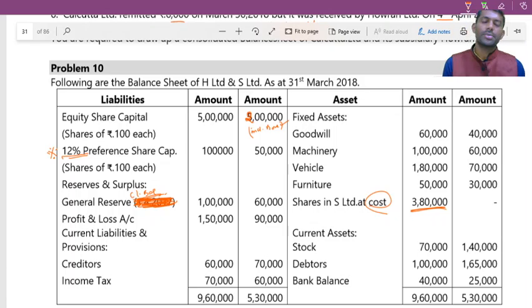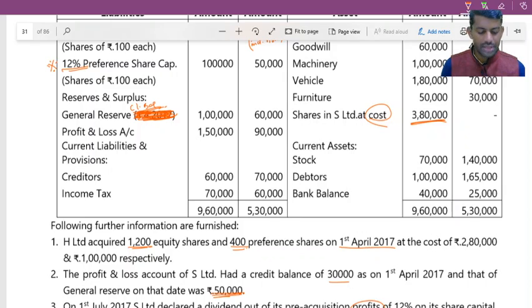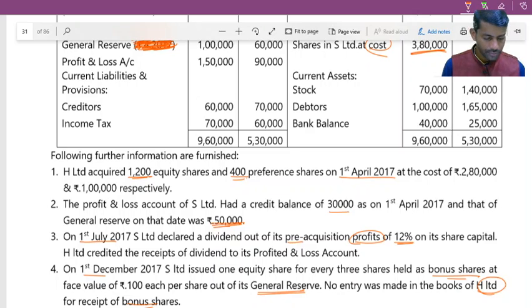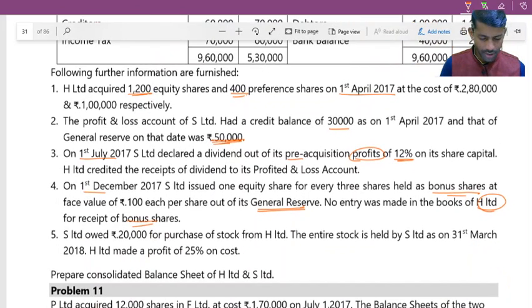So the adjustment from general reserve, they would have reduced that, and it is all correct in the subsidiary book. What they reduced in the subsidiary book is correct, but H Limited has not updated the number of shares it has received. Got it? Now continue reading. H Limited, the holding company, has not recorded anything for the receipt of bonus shares.